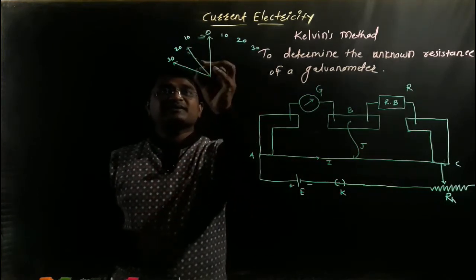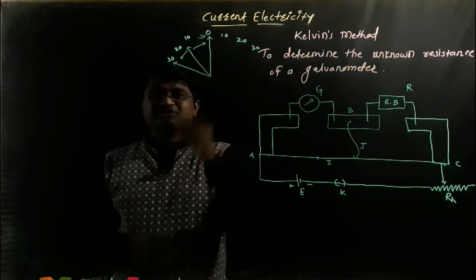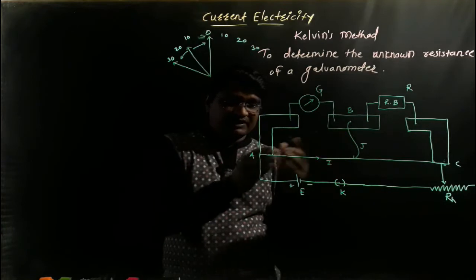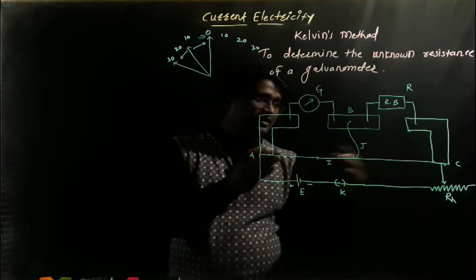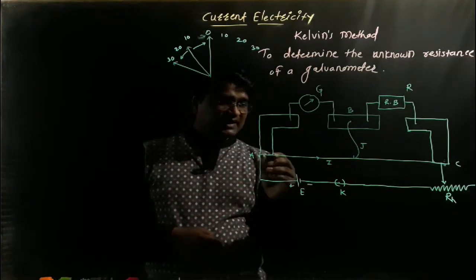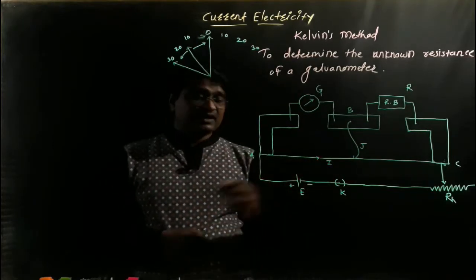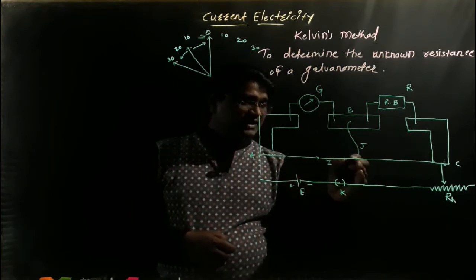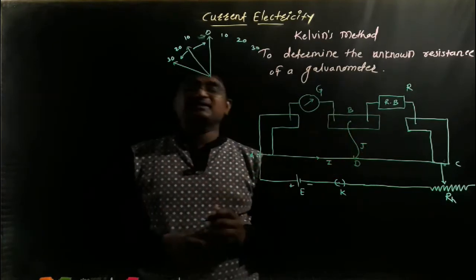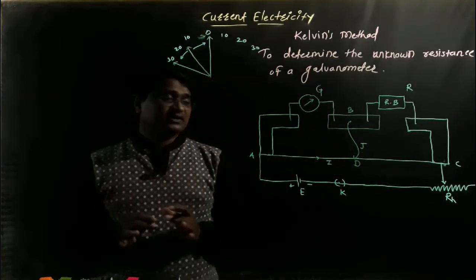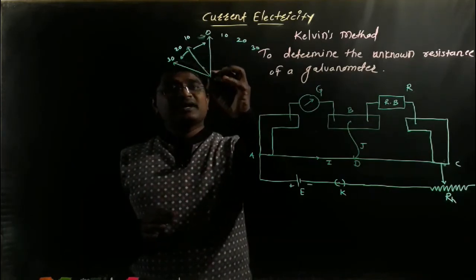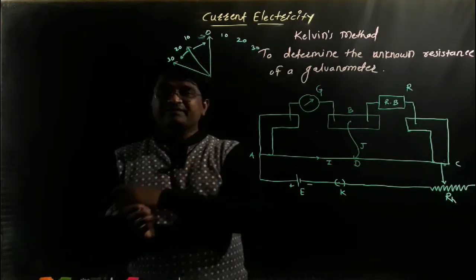We observe that the deflection of the galvanometer is exactly opposite when the jockey touches near point A and near point C. After that the jockey is slid along the wire AC. When the jockey reaches exactly the point D, it is very important: the deflection is exactly reversed compared to the previous position.